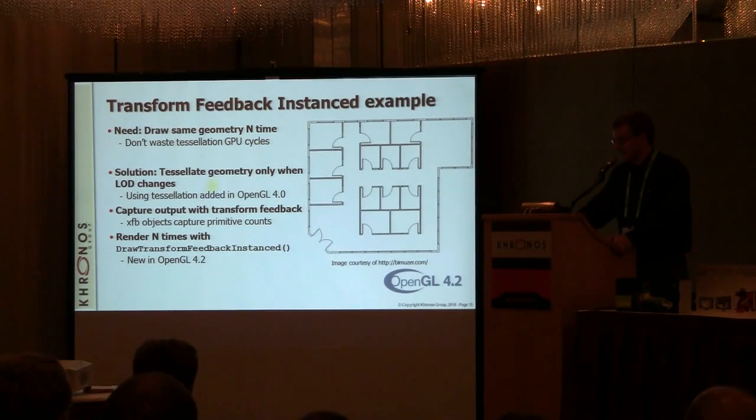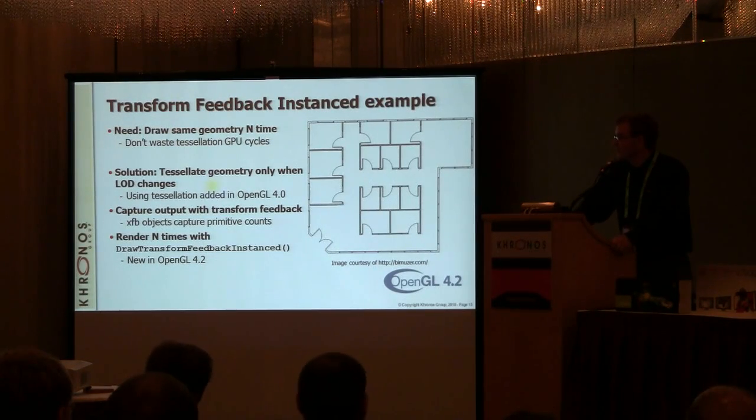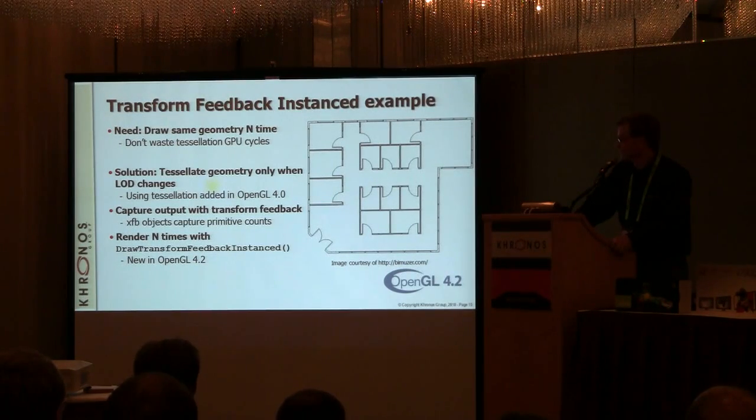Transform feedback instance example. So here's the need. I want to draw geometry multiple times, with different rotations and locations on the screen. Maybe I created that geometry with tessellation added in GL 4.0. So for example, in this image here, that could be the doors and the arch from the swing of the doors. But I don't want to waste tessellation to retessellate every time. So what do you do? You tessellate the geometry only when your zoom level or reality changes, and then you use transform feedback to capture the output of your tessellation. And with transform feedback instanced, you just feed that back through the pipeline n times, however many times you want, without any more CPU involvement and minimal load on the GPU. Pretty cool.